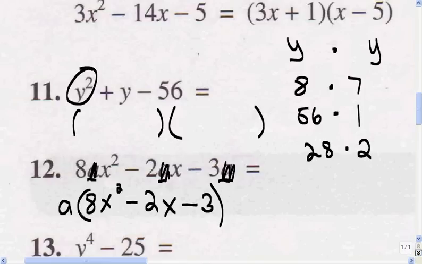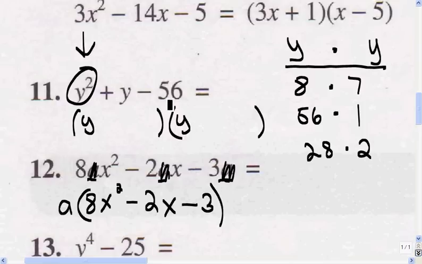Now, which one am I going to use? Well, I already know what I'm going to use for my first term in each parentheses. The letters I'm going to use are y and y, because those are the only two factors of y squared. So those are the only two terms that can go in the first parentheses, right? Because y times y gives me y squared.